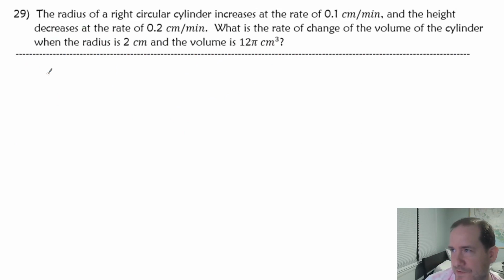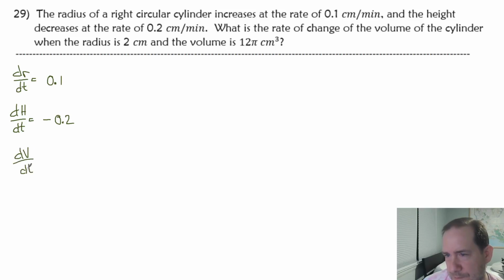It says the radius of a right circular cylinder is increasing. So they're giving us dr/dt, and we're increasing at a rate of 0.1, so that'll be positive. Now, this is a problem that says the height is decreasing. So this time, neither of those rates of change are 0. They're both actually changing over time. dh/dt is actually decreasing at a rate of 0.2, so make sure you make that one negative. They're asking what's the rate of change of the volume, so you're looking for dV/dt.